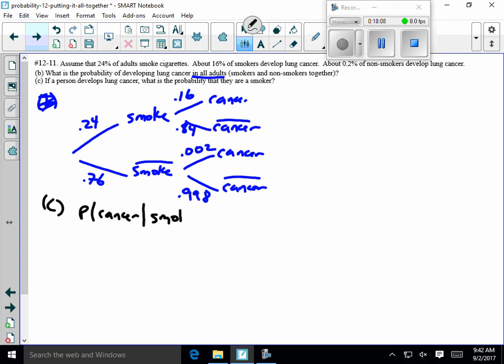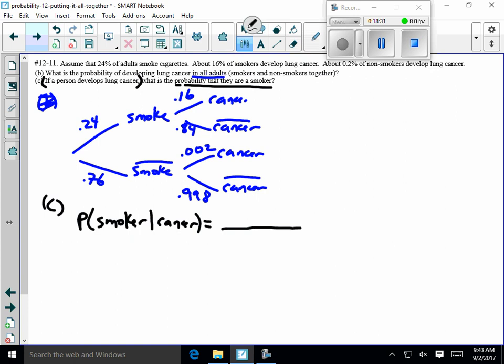Wait a second. No, that's wrong. I got it backwards. It says, if the person develops lung cancer, that makes this the condition. What is the probability they're a smoker? So actually, you have to be really careful about carefully looking at the order of the words. This is really the probability that we're a smoker, and the if a person develops lung cancer, that's actually the condition. Okay, so this is going to be a conditional probability.